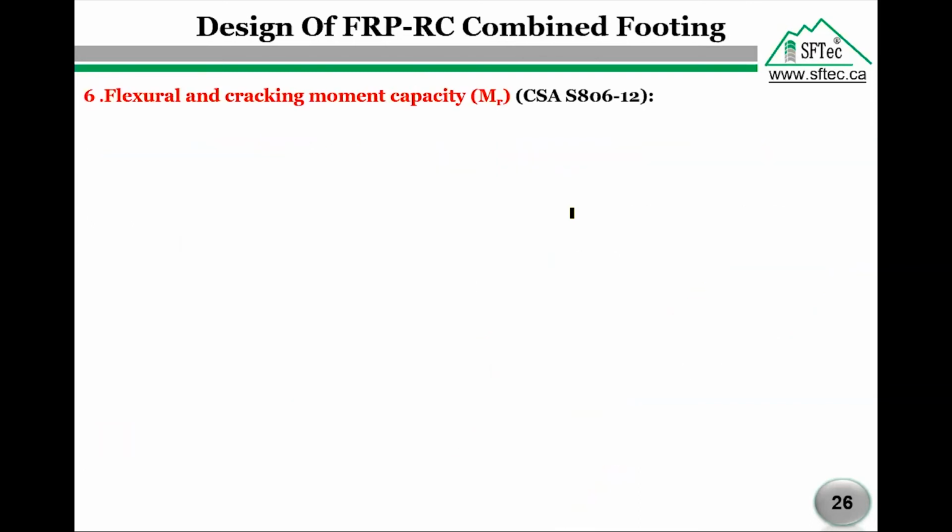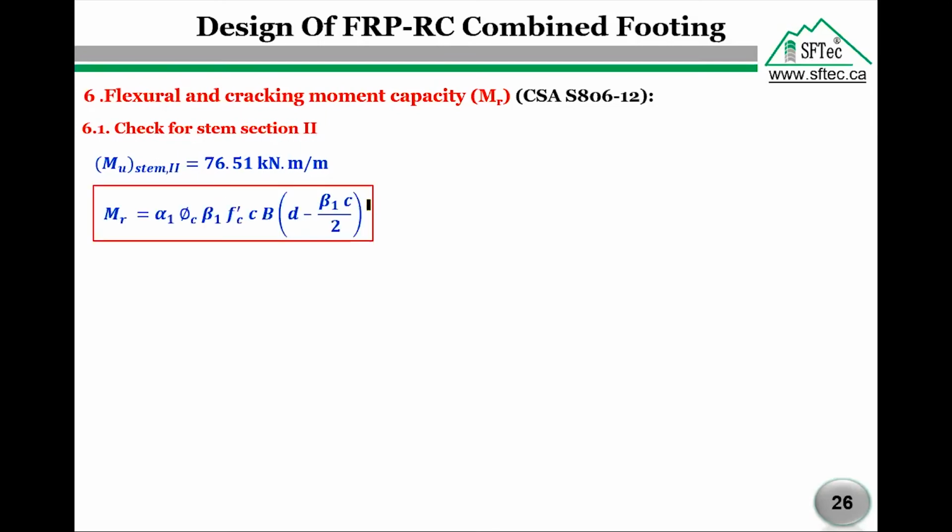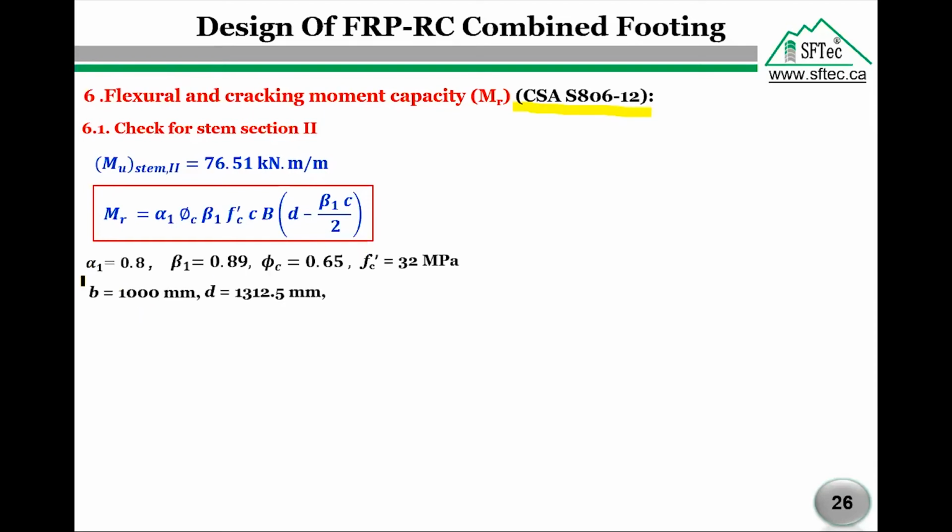In step number 6, we will check the flexural moment capacity versus the factored moment for all analyzed sections. Let us start with stem section number 2. The maximum positive moment at the face of the stem section equals 76.51 kN. The flexural moment capacity can be calculated using this equation according to the Canadian standard S806-2012. All variables in these equations are known or calculated before, except the neutral axis depth, C.